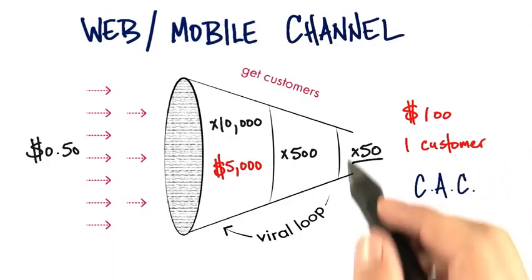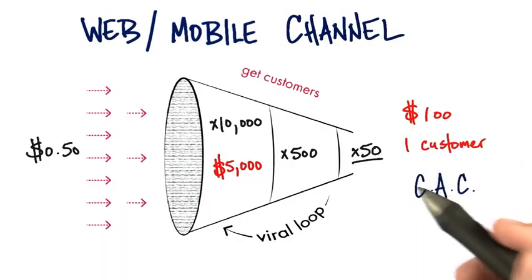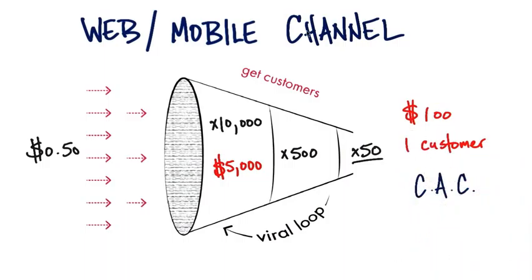I used this example for a web mobile channel, but it's similar for a physical channel. You might not be doing pay-per-click, you might be doing direct mail math, or you might be doing television or radio math, but the math works the same.